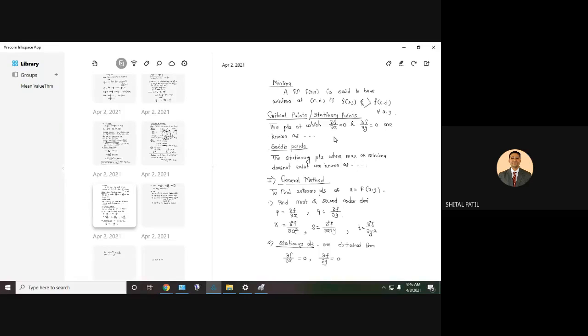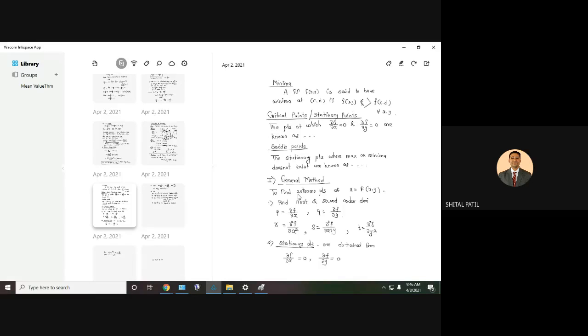Critical points or stationary points are the points where the first order derivatives del f by del x equal to 0 and del f by del y equal to 0. What is a saddle point? They are the stationary points where neither maxima nor minima exists. They are known as saddle points. Now two different methods are there. One is the general method and another is Lagrange's method of undetermined multipliers. So we start with the general method.